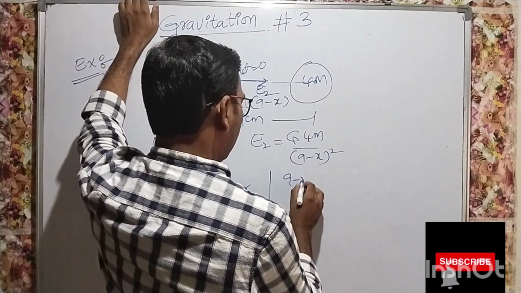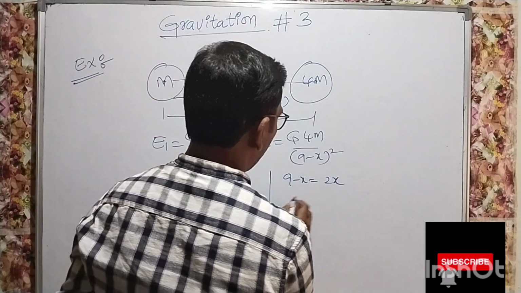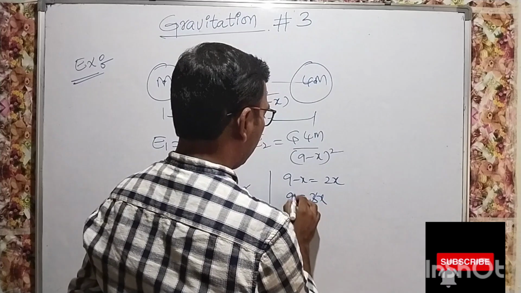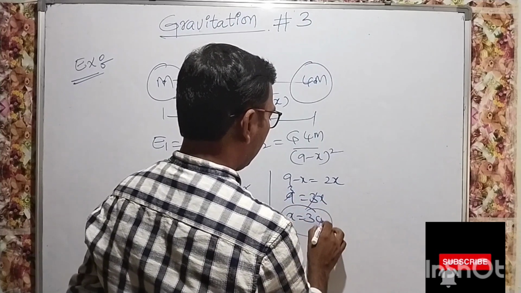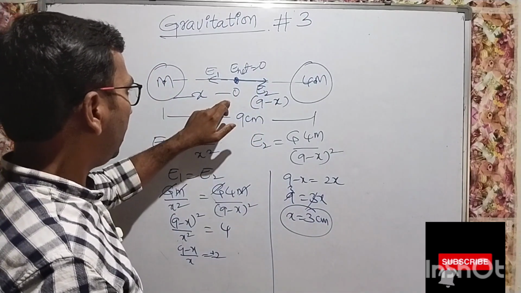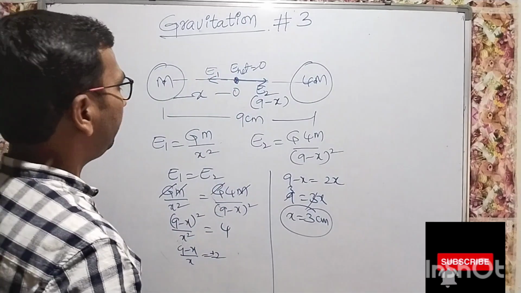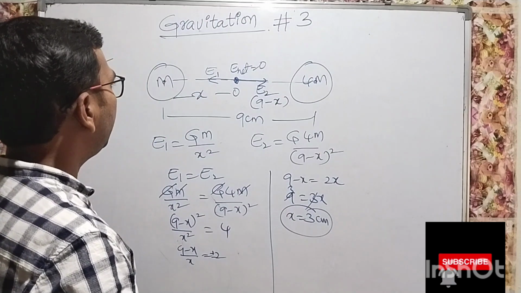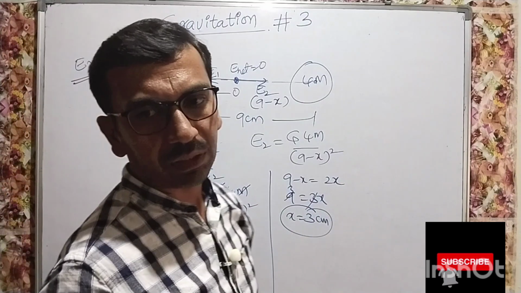So 9 minus x is equal to 2x. Bring this x to this side, so 9 is equal to 3x. So x is equal to 3 centimeters. From this mass m, at 3 centimeters, the net gravitational field is equal to 0. So this is the null point. From m1, the null point is at 3 centimeters.